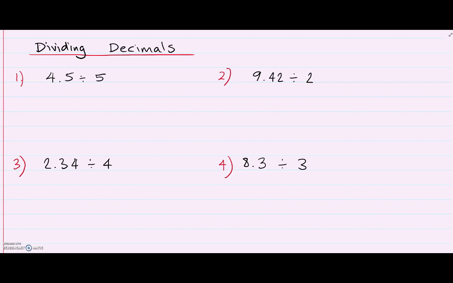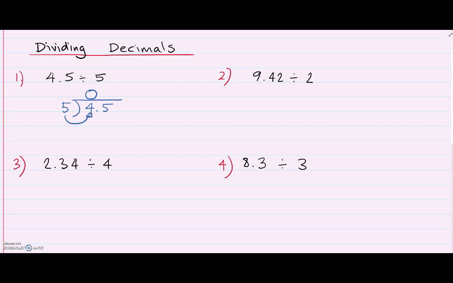So let's begin with example number 1, 4.5 divided by 5. If I want to divide 4.5 by 5, I set up my division symbol like this with 4.5 inside. Now I can divide from left to right. I ask myself how many times does 5 go into 4? It goes 0 times, so I'm actually going to start with a 0.